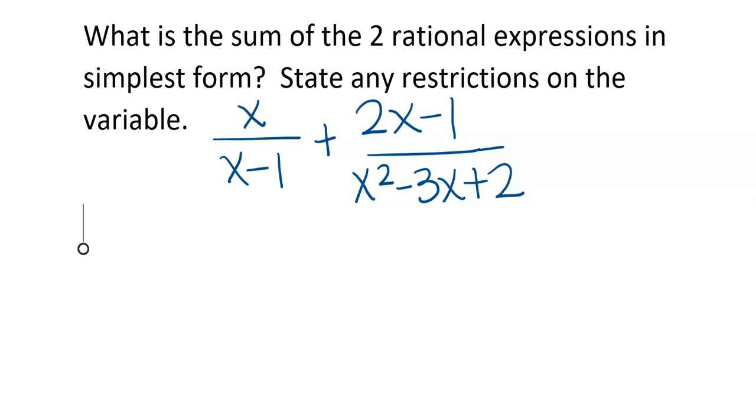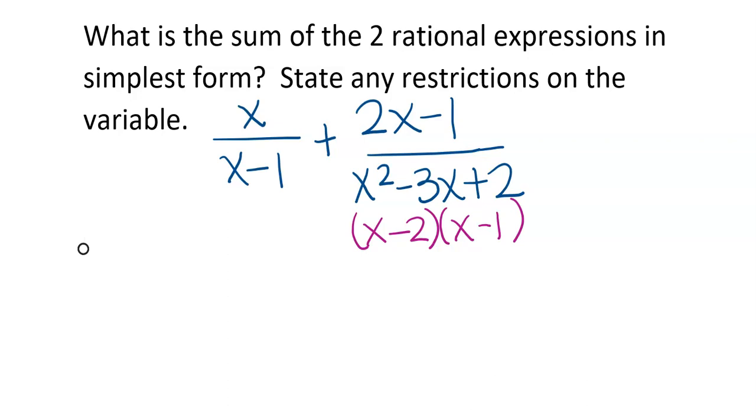What is the sum of the two rational expressions in simplest form? So the first thing I notice is the denominator of the second term is not factored, so we need to factor anything that we can. Look for numbers to take out, x's to take out, and then to factor a trinomial.